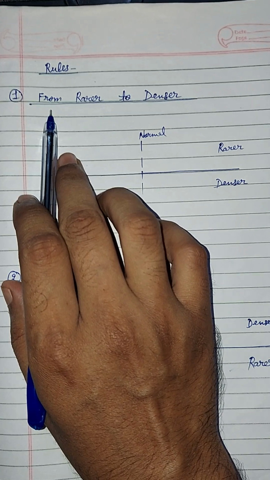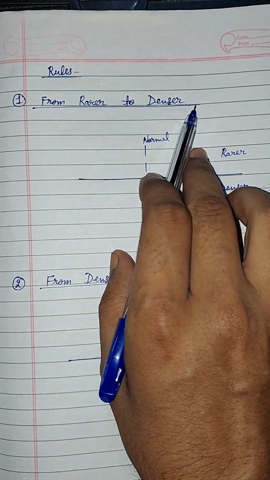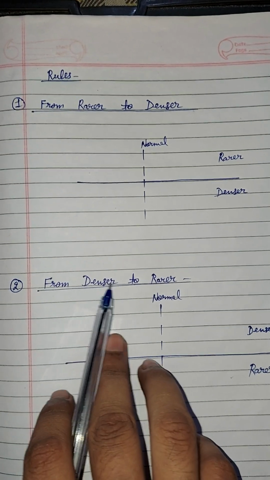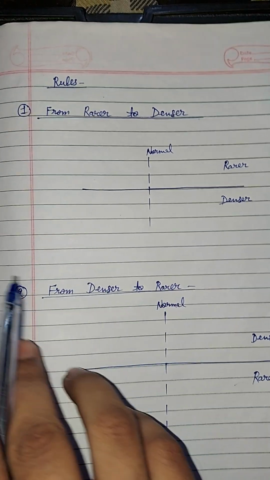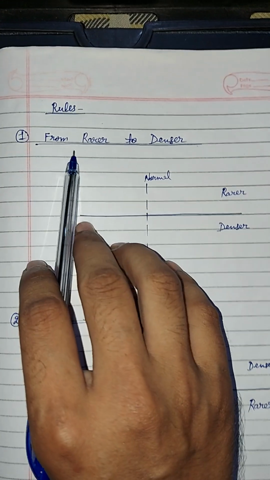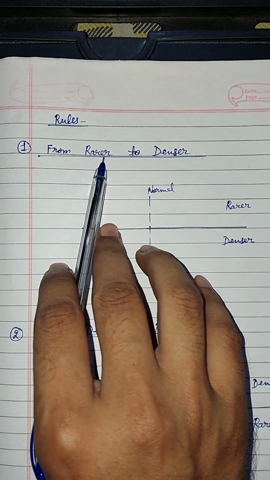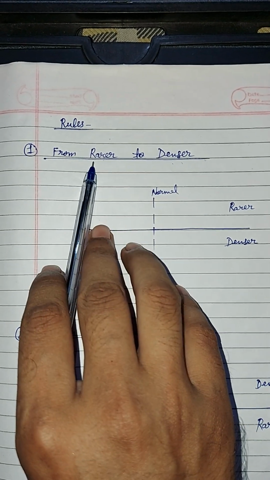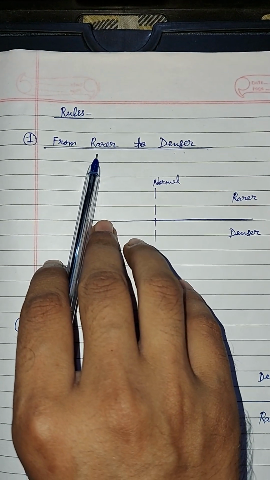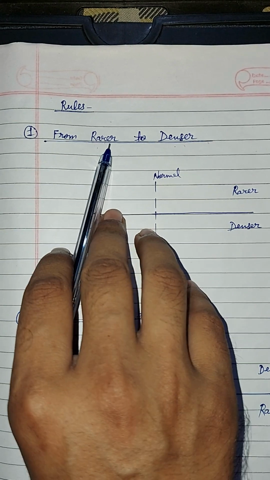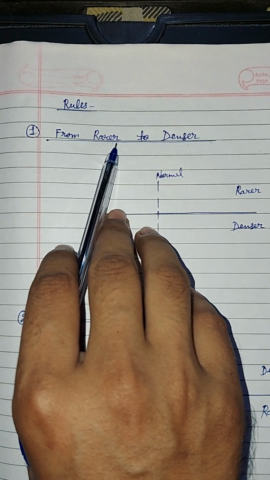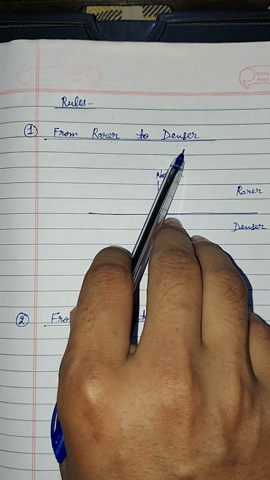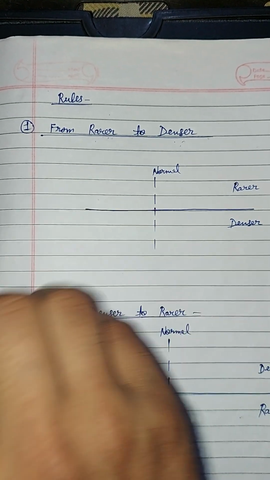That means, what happens when a light moves from a rarer medium to a denser medium, and what will happen when the light moves from a denser medium to a rarer medium. First we will see when light moves from a rarer medium to a denser medium. We define rarer medium and denser medium according to the speed of light in those mediums. If it is a rarer medium, the speed of light will be more. If it is a denser medium, the speed of light in that particular medium will be lesser.